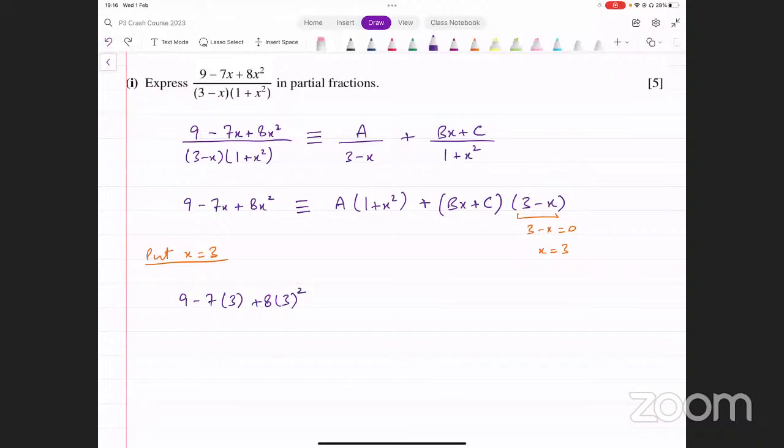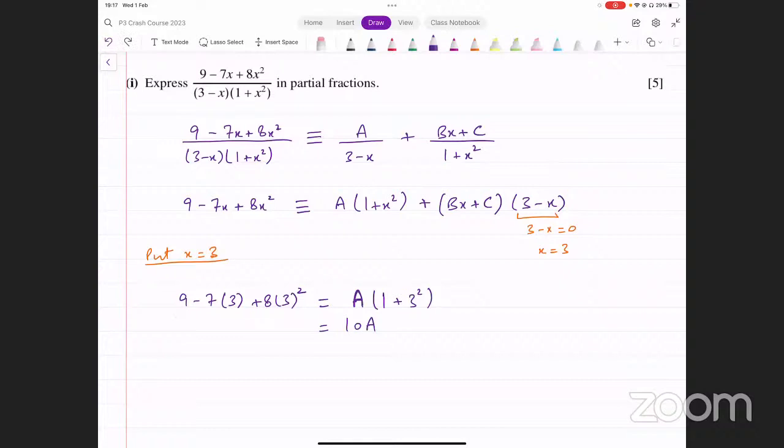So this whole thing is going to become 0, because when we input x equals 3, this bracket becomes 0, and that makes this whole thing 0. We're just left with this. That's a into 1 plus 3 squared. And now we can simplify this and see what this gives us. 9 plus 1, that's 10. 10 times a equals 9 minus 21 plus 8 into 3 squared.